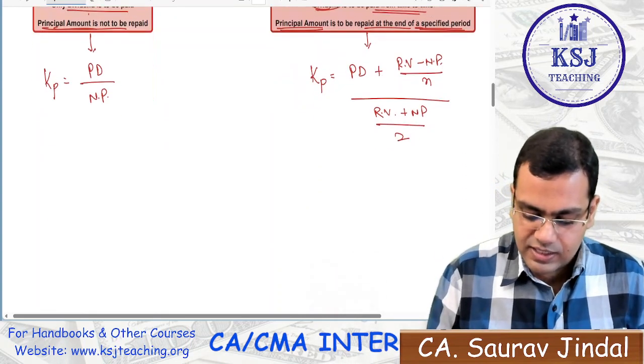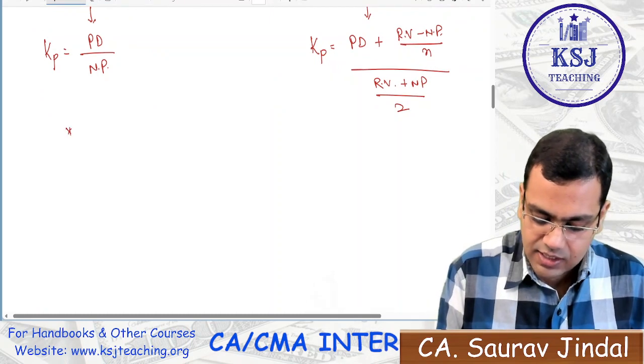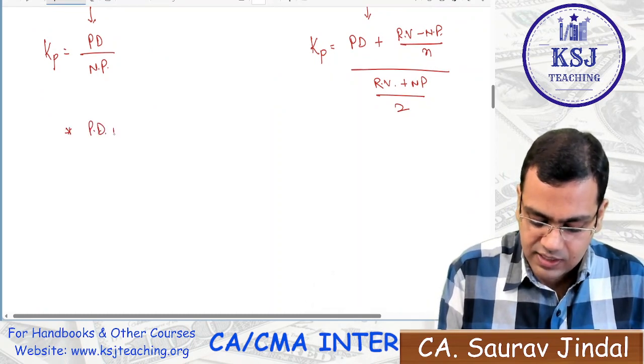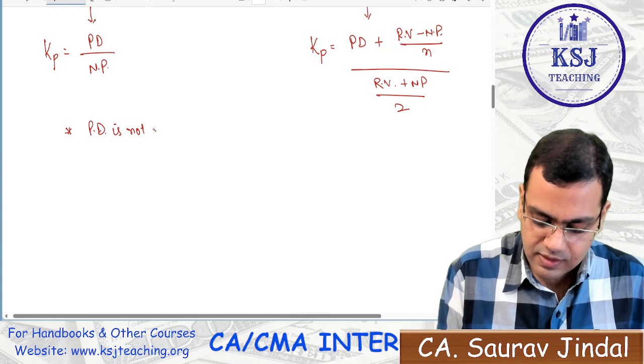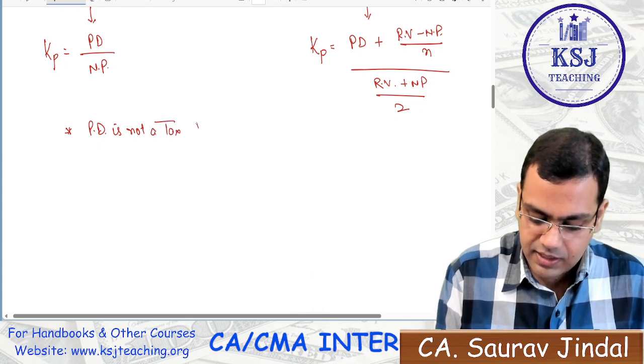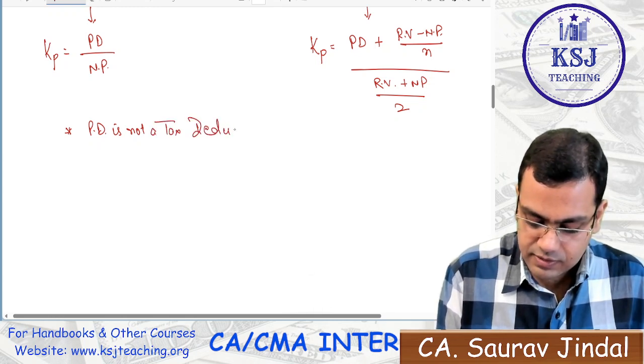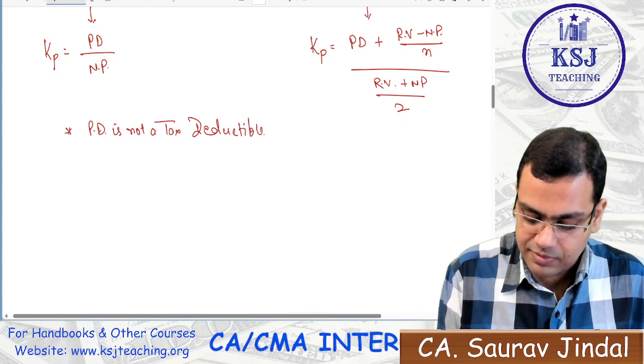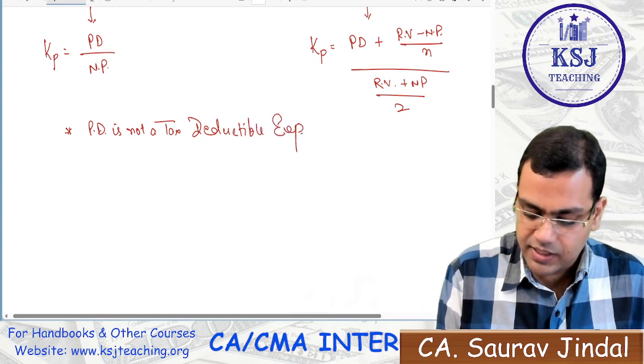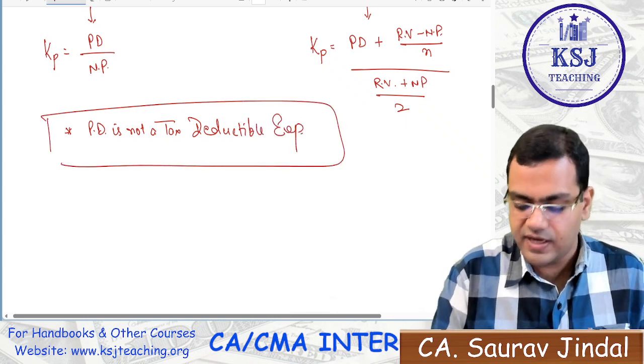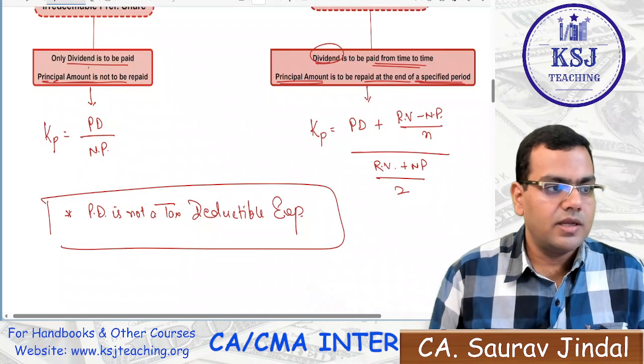And the specific thing is preference dividend is not a tax deductible expenditure. Preference dividend is not a tax deductible expenditure, right? So this is very, very important. You have to remember, right?